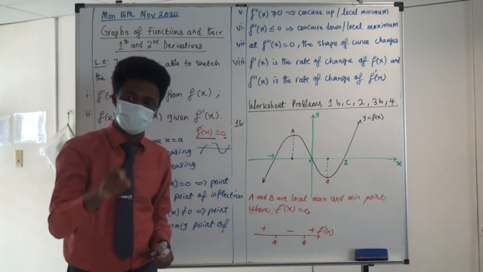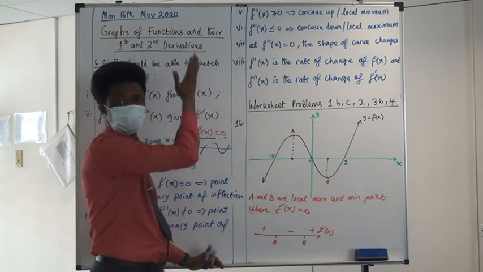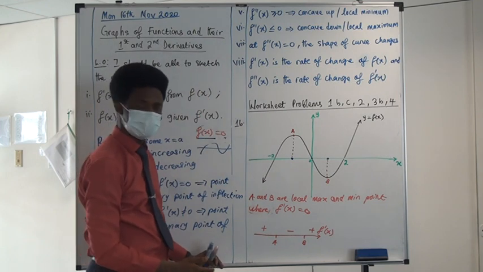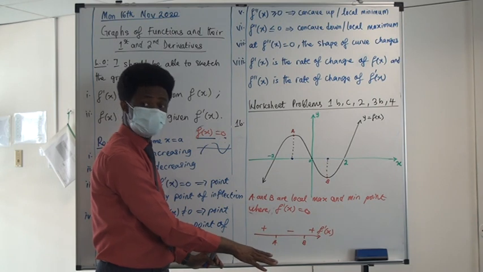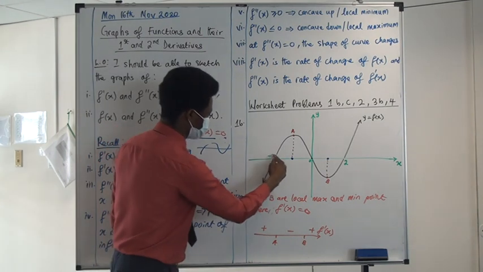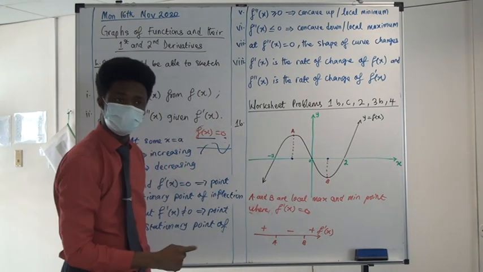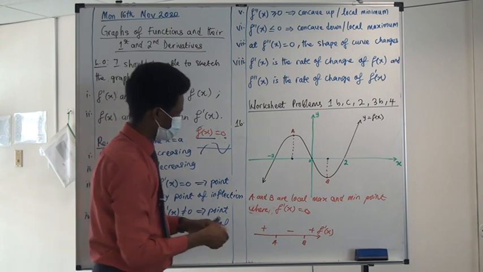Which means when I draw the graph of the function of x, between here must be above the y-axis. In between here must be below the y-axis. Understand? And here also above the y-axis. So clearly it's going to go this way. Am I making sense?